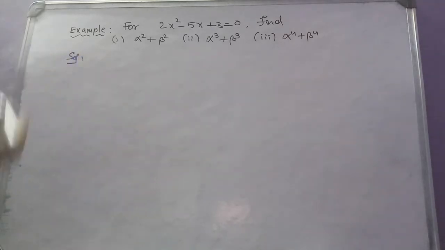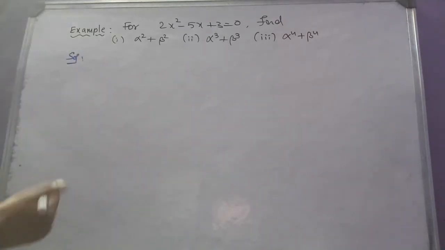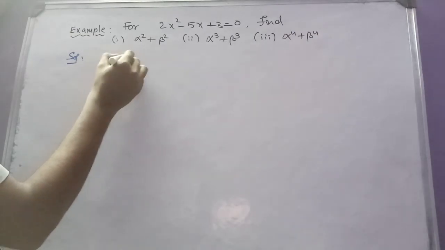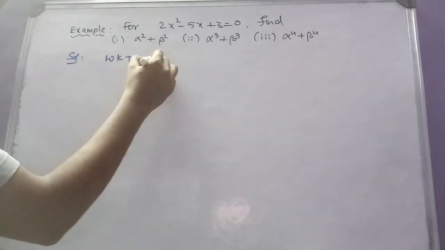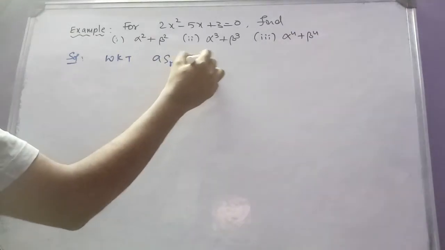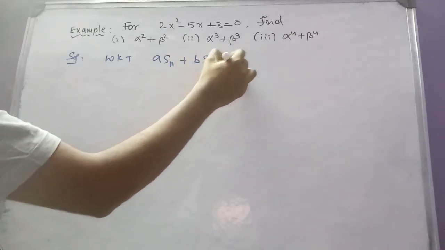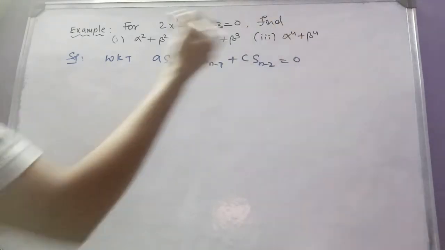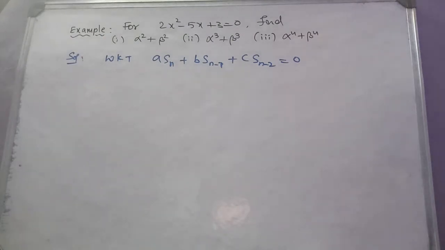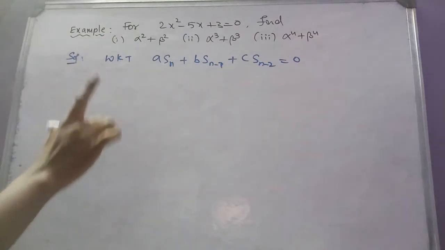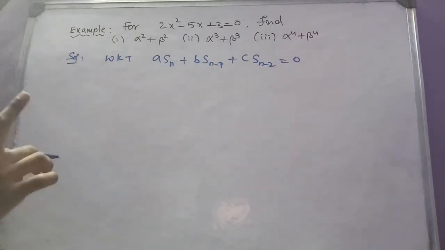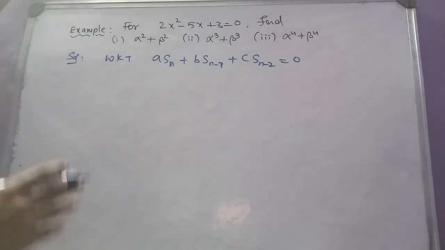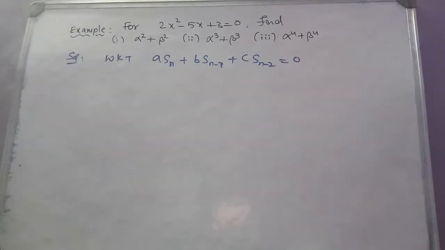So let us solve it. Very easy itself. We have already learned that according to Newton's theorem, a into Sn plus b into Sn minus 1 plus c into Sn minus 2 is equal to 0. Here n must be greater than 2. It is not equal to 2. N cannot be equal to 2. You can take n as greater than 2 if you want to use this formula.